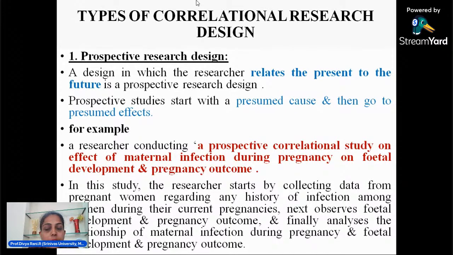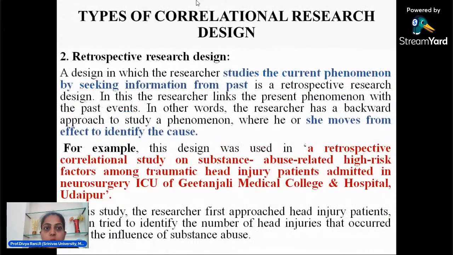Now, for example, a correlational study on the effect of maternal infection during pregnancy on fetal development and pregnancy outcome. So here what we are doing, you are going to a pregnant woman and asking what infections she had in her current pregnancy. If she developed any kind of infection, you are going to observe that pregnant woman and check her fetal development and pregnancy outcome. So that is called prospective.